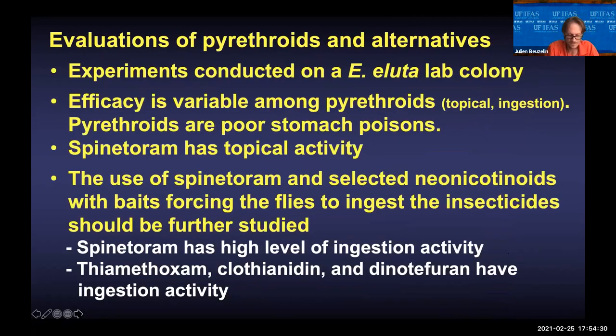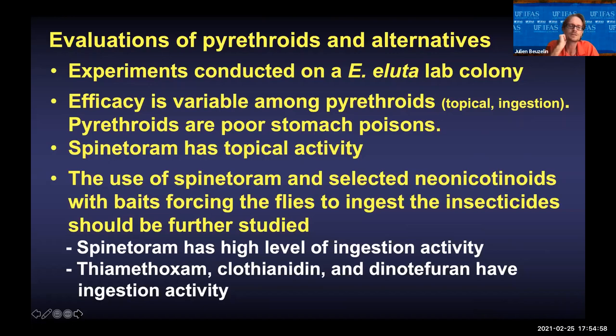So these experiments, of course, were conducted on Deuxesta eluta in the lab. So we know this is a susceptible population. We would need to look a little bit at some field populations, especially with Deuxesta stigmatias. But we showed that efficacy is somewhat variable among the pyrethroids for both topical and ingestion. So not all pyrethroids are created equal.